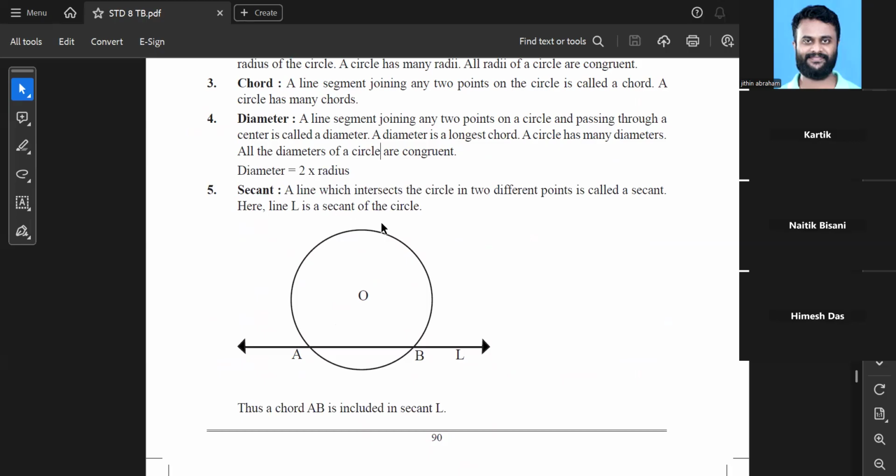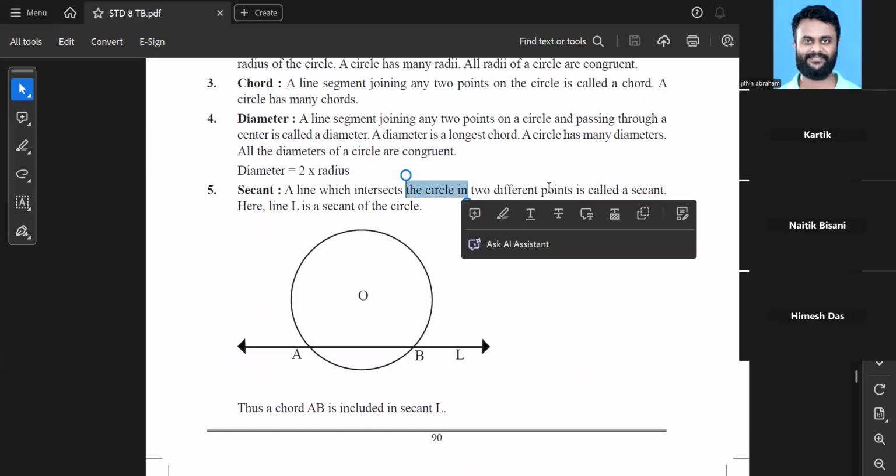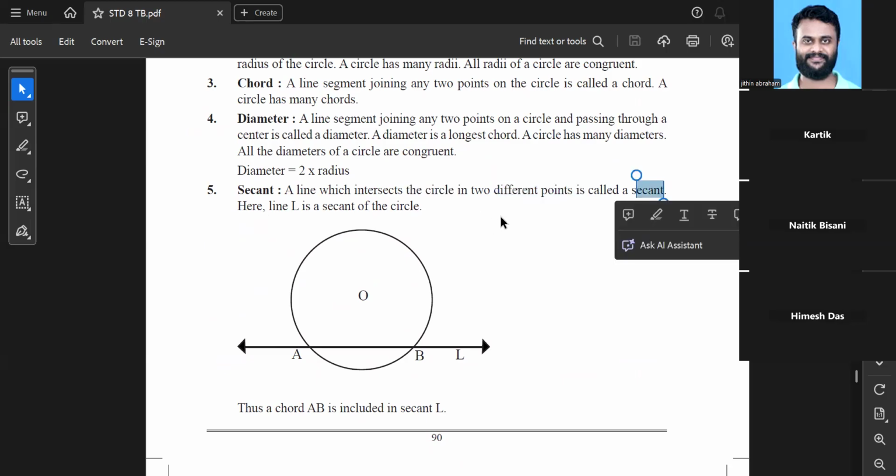Now, what is a secant? A line which intersects the circle in two different points is called a secant. So, in short, for example, this is the line which is intersecting a circle at point A as well as at point B. So, this particular line is called a secant.